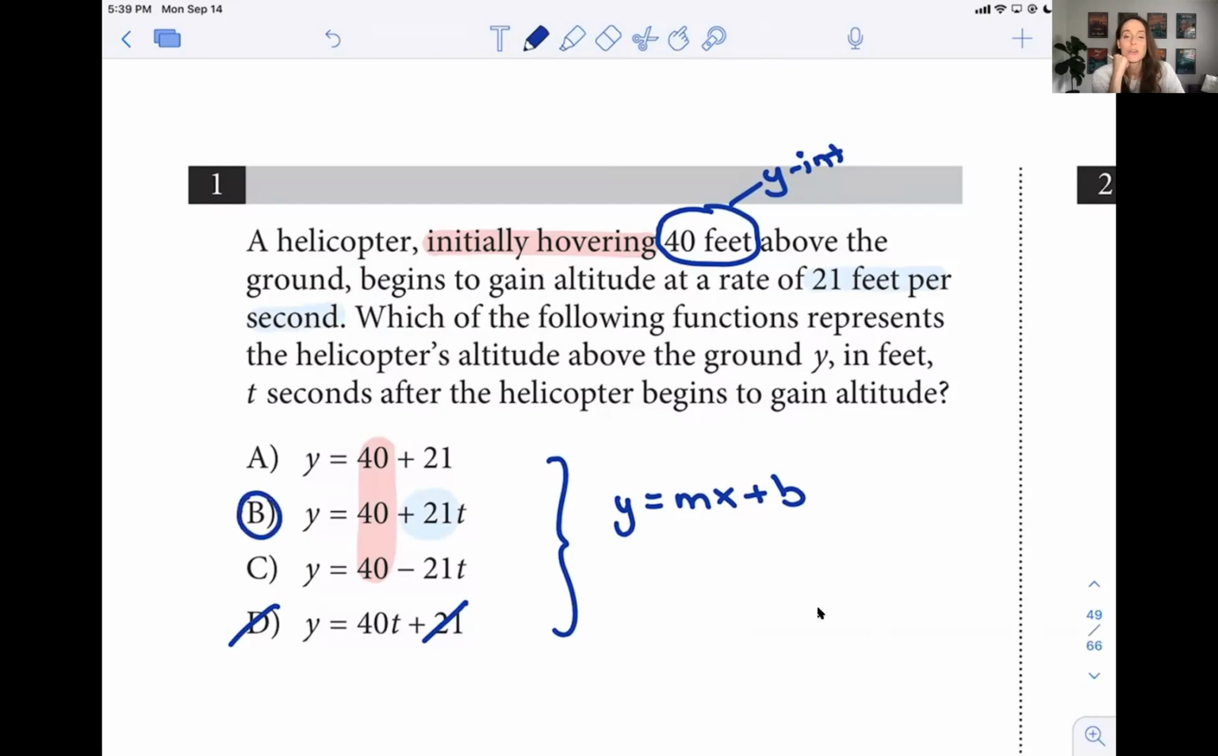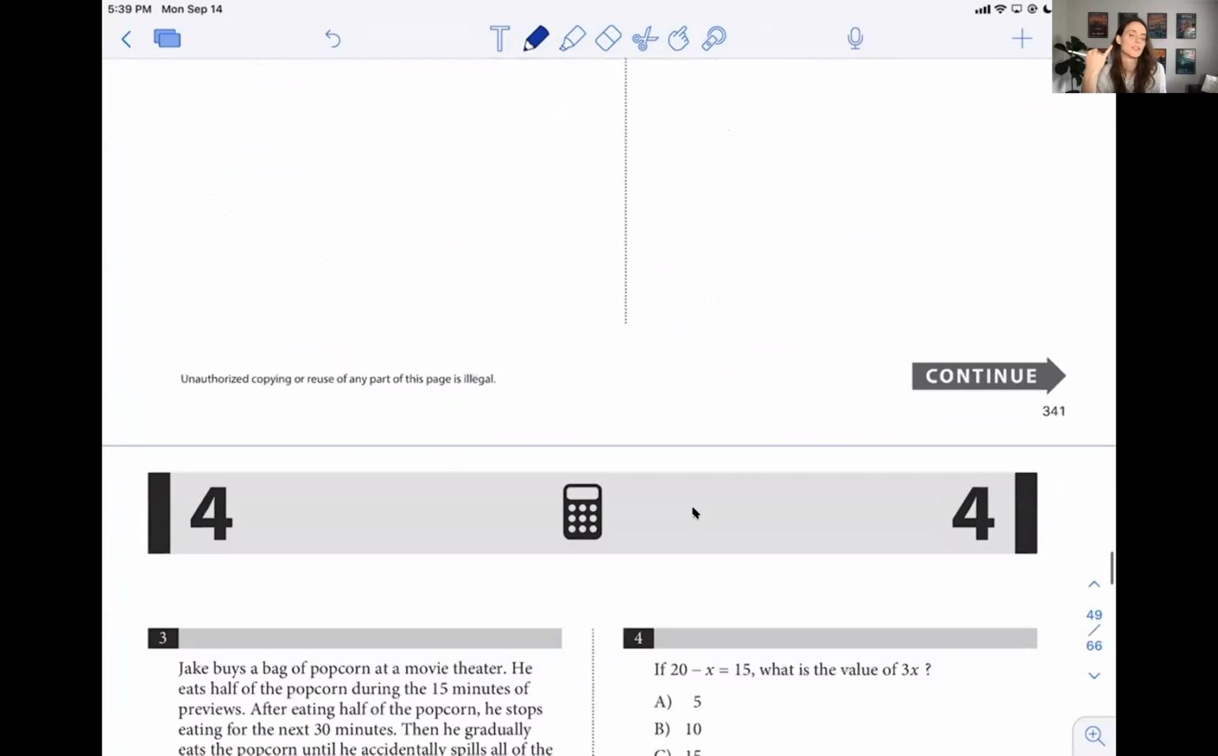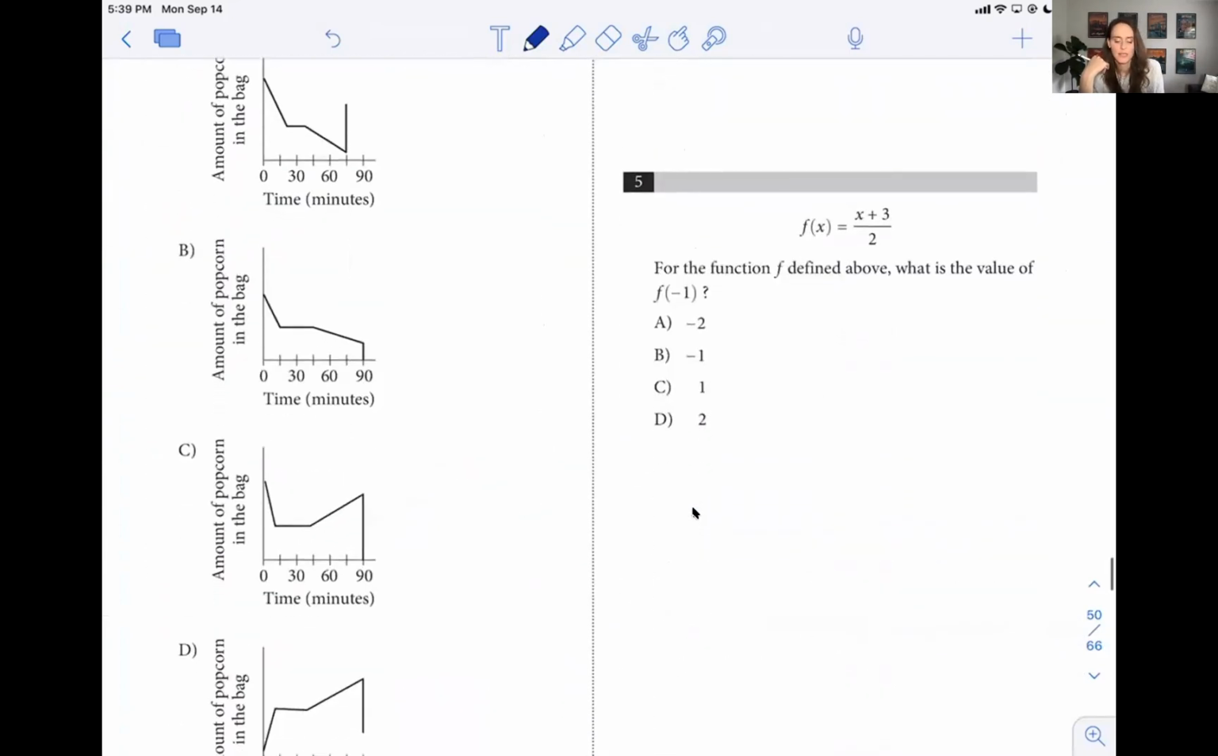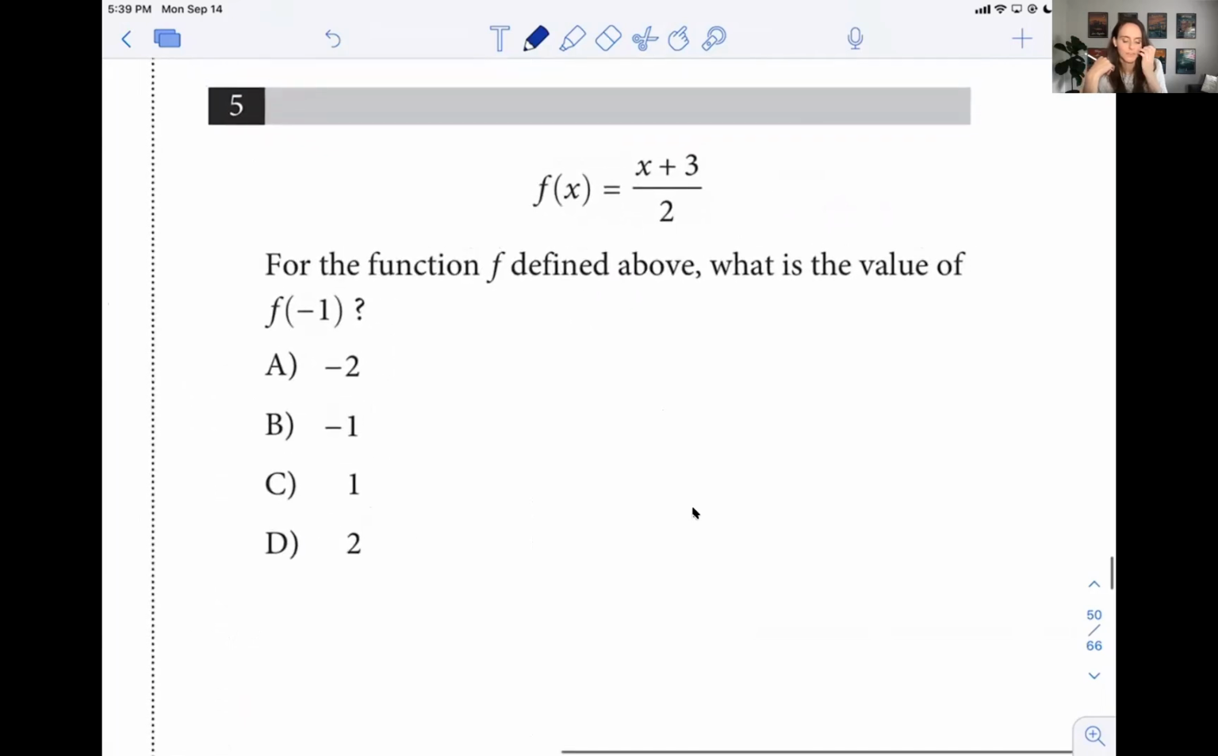I want you to think critically even through the easier questions, and y equals mx plus b is one of the most important concepts that will occur on the SAT. If you don't know y equals mx plus b, you are going to be giving up so many points, and you need to know it really well, because they will ask you easy questions, medium questions, and even hard questions that deal with that. Let's look at number 5.